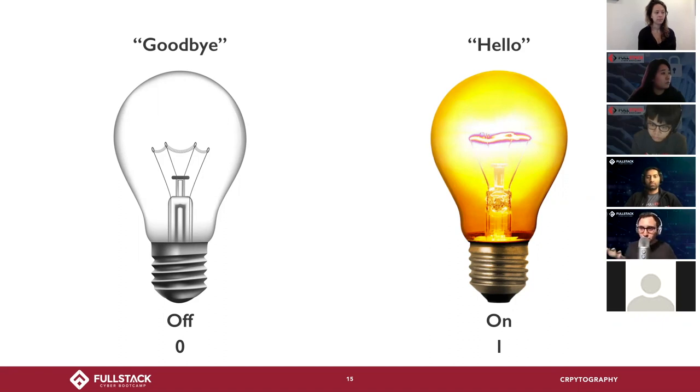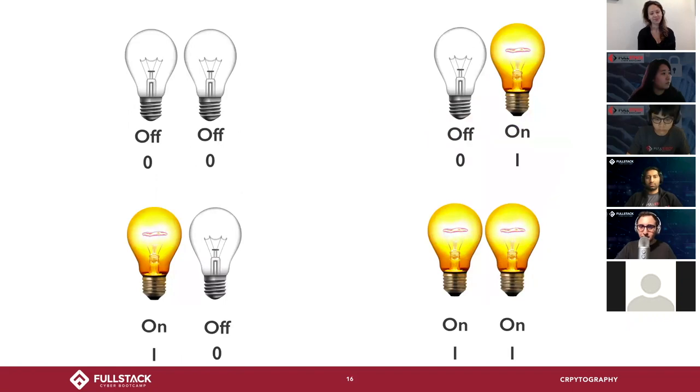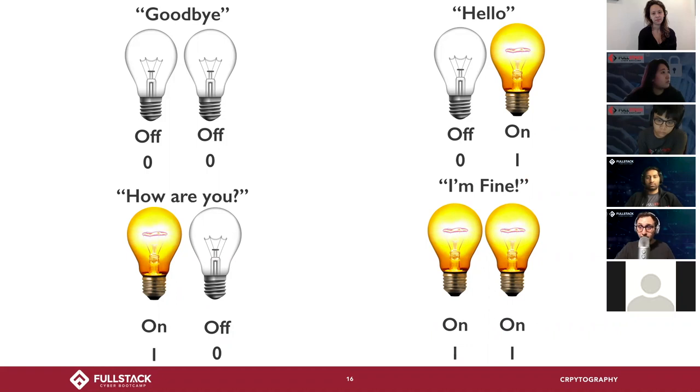Now, what gets really cool here is your computer isn't made up of a single light bulb. It's made up of a lot more light bulbs. You add more light bulbs, you can get more combinations. In fact, adding a second light bulb not only gets us more combinations, it gets us double the amount of combinations. With two light bulbs, I can still represent goodbye and hello, just like we did in the first example. But now I can start to add other phrases like, how are you? And I'm fine. Right? More light bulbs equals more combinations.